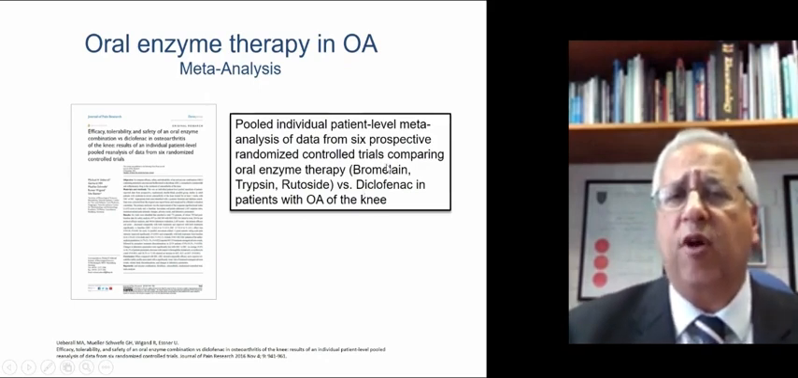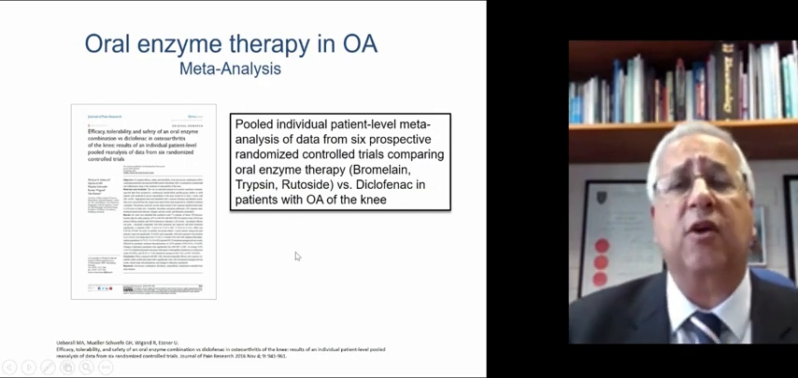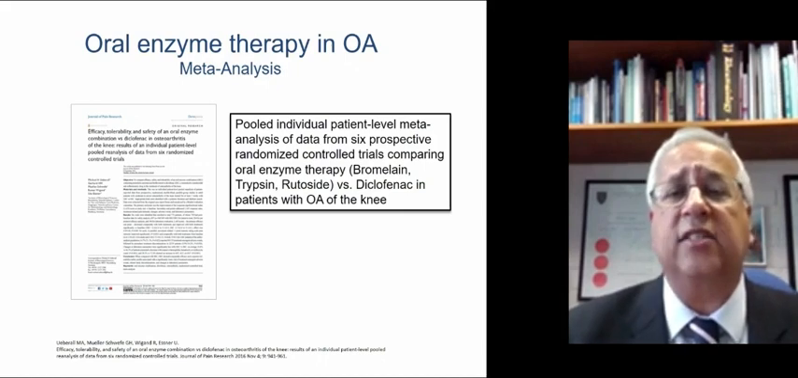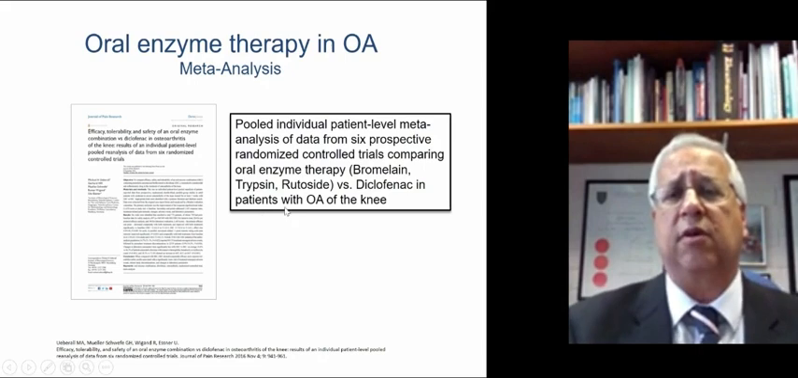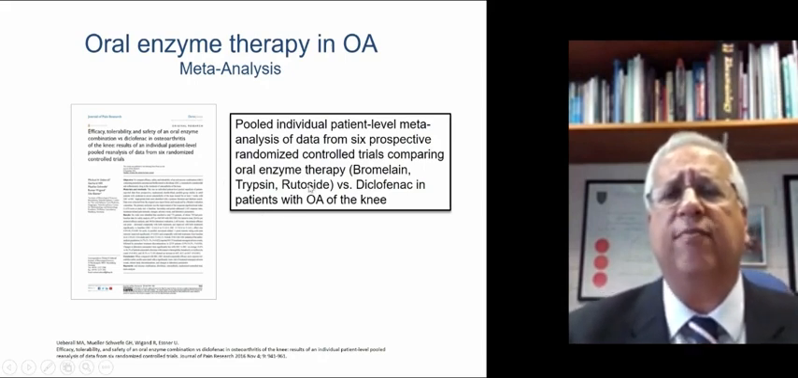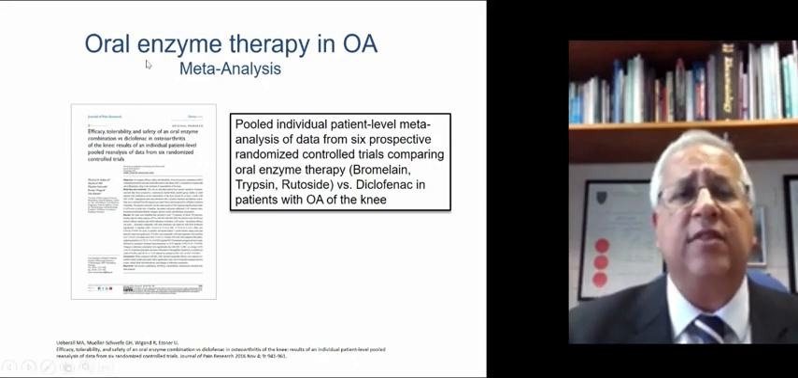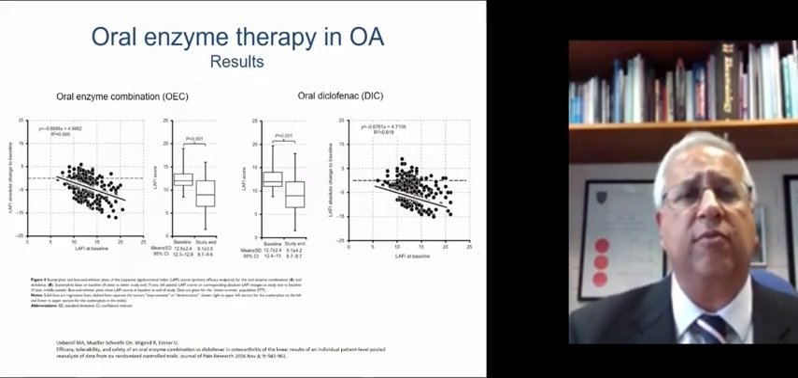The combination of bromelain, trypsin and rutoside, of which the first two are routinely encountered enzymes, but the third is actually a quercetin-like agent, which has, as you are aware, senolytic capacity also. And these agents together have both anti-inflammatory and senolytic potential. So the efficacy, tolerability and safety of this oral enzyme combination has been compared with diclofenac in osteoarthritis.